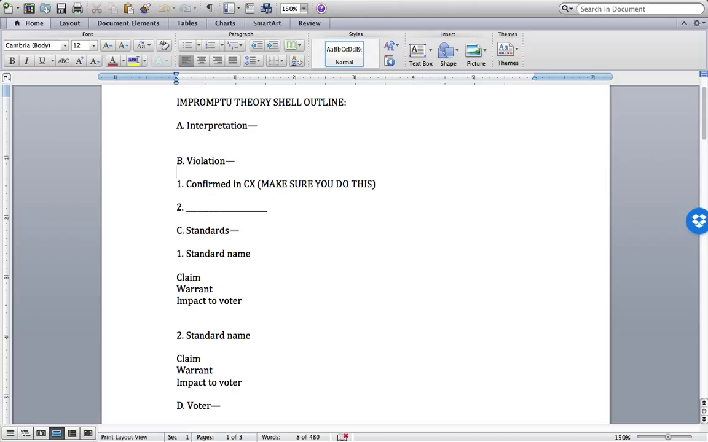Okay. A is the interpretation. Neither debaters may read necessary but insufficient words. B is a violation. This is confirmed across cross-ex. C is standard, first is time.